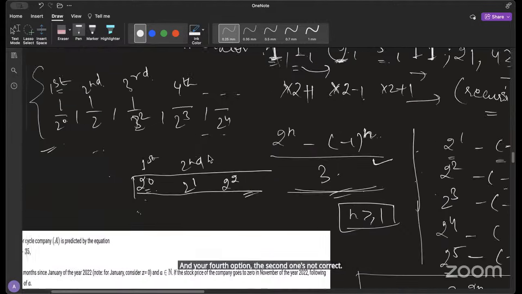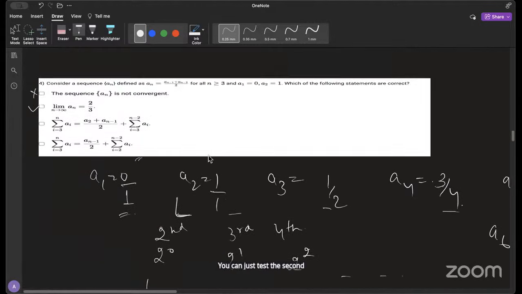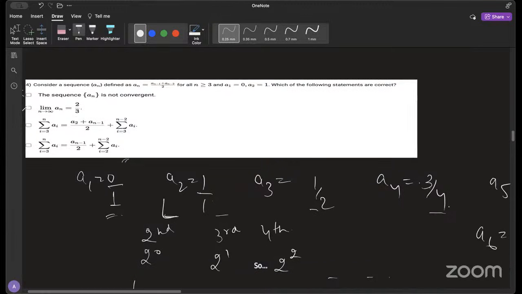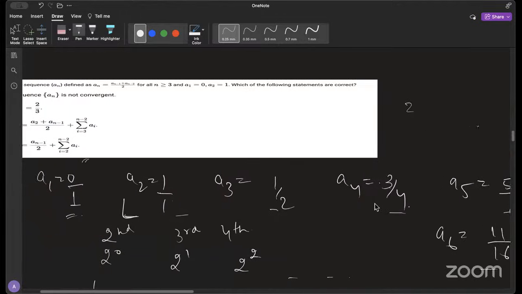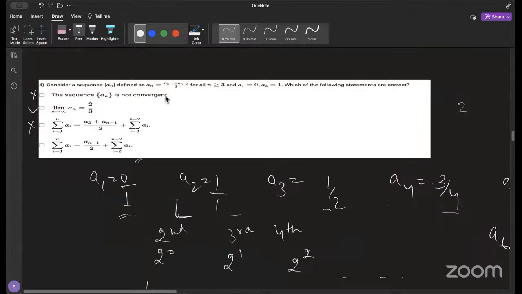You can just test the second one, the third one. If the third one's incorrect, you can just put some value here and test for it. So let's do it for n equals to 4. So A3 and A4, what's the sum of A3 and A4? The sum is 5 by 4.